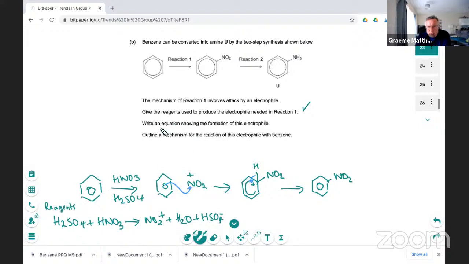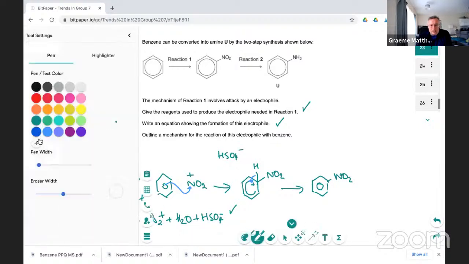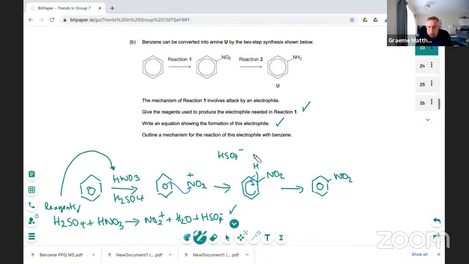Write an equation. Should I just call the reagents this? Yes, the reagents would be nitric acid and sulfuric acid. The equation forming this electrophile, done that. Outline a mechanism of this reaction of the electrophile with benzene, done that. Now I've got to show the regeneration of my catalyst, like this. And so this is going to attack that.